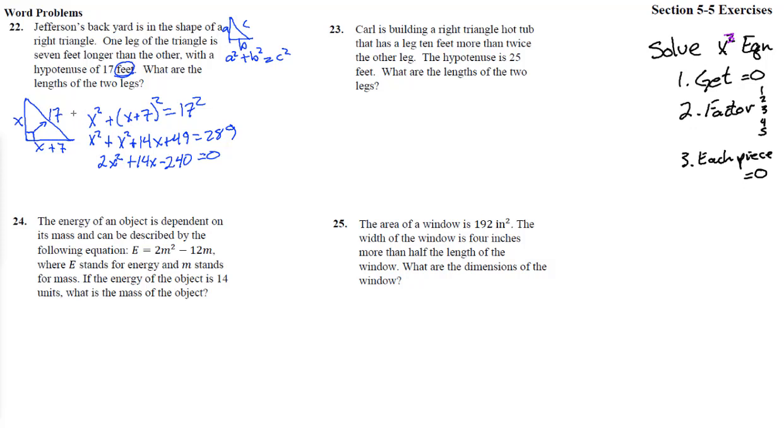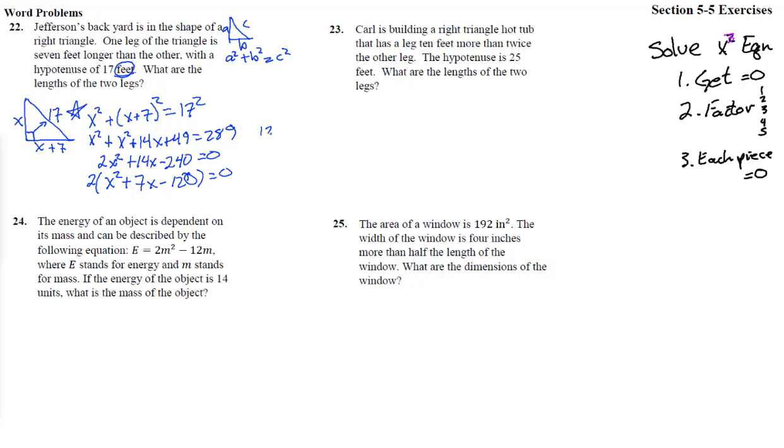But notice when you get it into an equation, now we have to know how to deal with that. And that's what this whole section has been about: if we know how to factor, we can get it equal to 0, and now we factor it. Greatest common factor? Indeed. 2 times (x squared plus 7x minus 120) equals 0. This is now a trinomial with a leading coefficient 1.